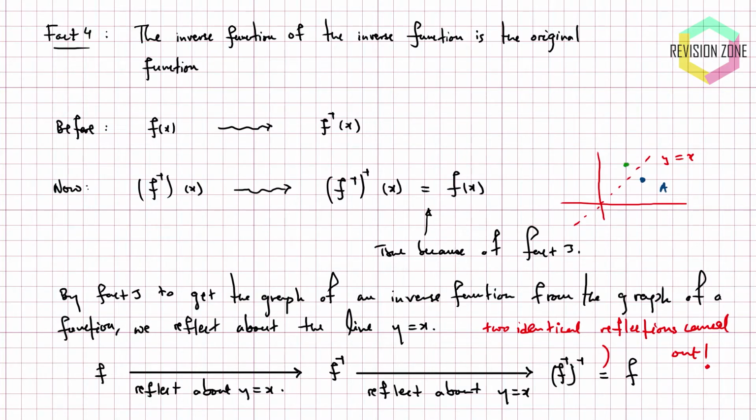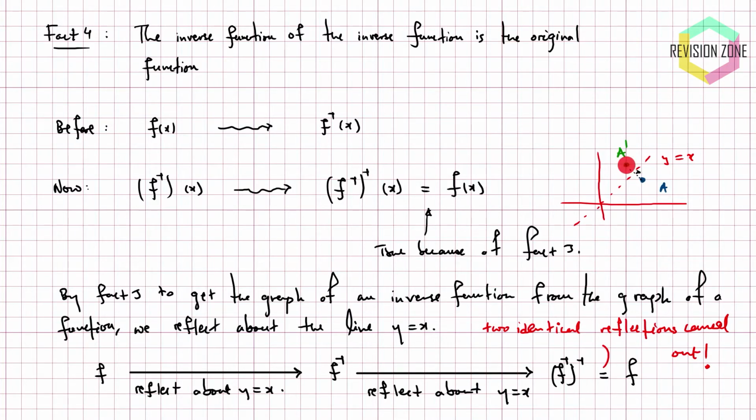And the reflection is about the line y equals x, obviously, to get the point A prime. So we see what's happened is A has basically gone to A prime, following a reflection. But if I do that reflection again, if I do the first reflection, the blue point goes to the green point.